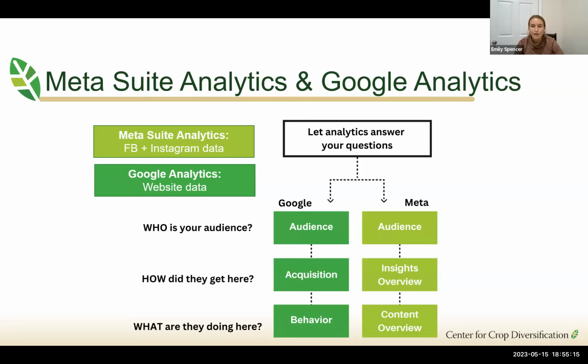So I said that we're going to look at insights overview to try to get a better understanding of how they got there, or maybe why they got there. And then for Google, to find out what they're doing on your website, you're going to go to the behavior tab. And then on Meta, to figure out what your customer is doing there, we're going to look at content overview. The analytics that we get from those categories are going to help us answer those questions a little bit.